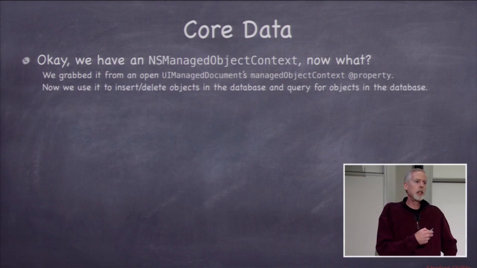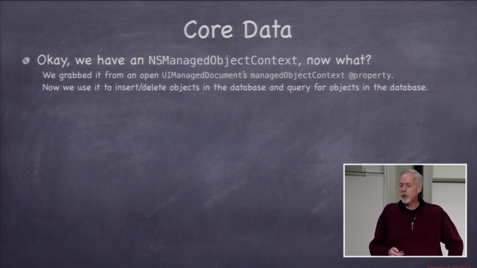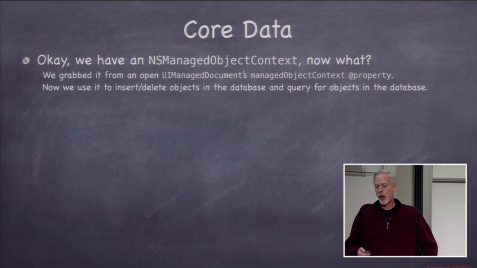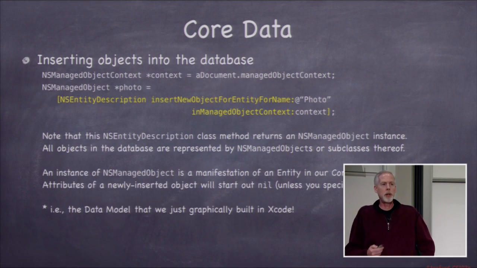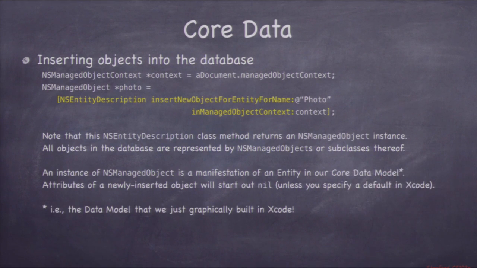All right, so now we have an NSManagedObjectContext that we got from our document. What can we do with it? Well, we can insert and delete objects, we can change attributes, and we can query for objects. So let's talk about doing all those things. Let's start with inserting. So let's say I want to put a new photo or put a new photographer into the database. I do that with this method right here.